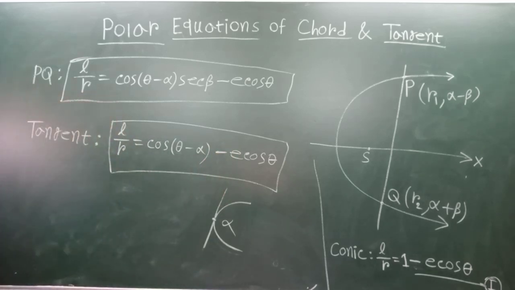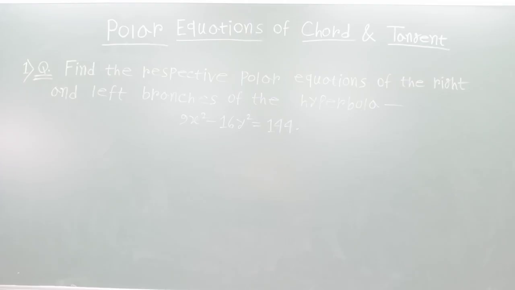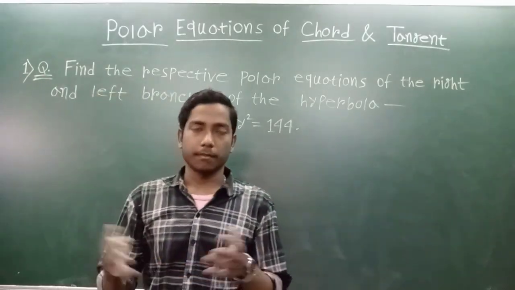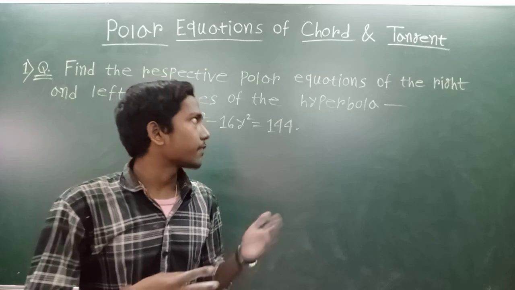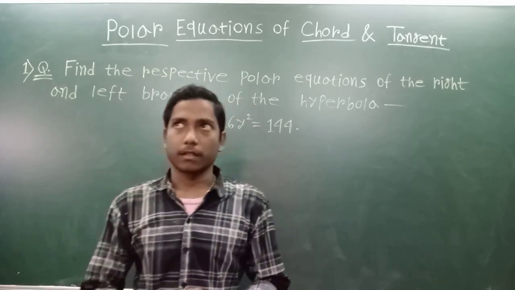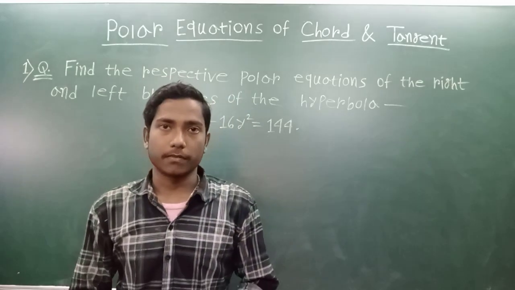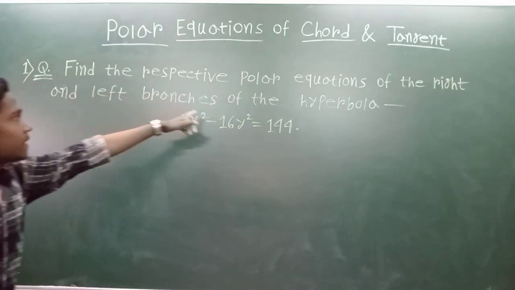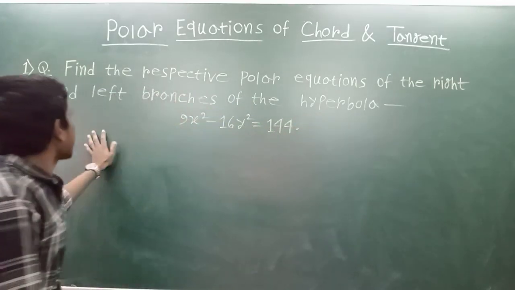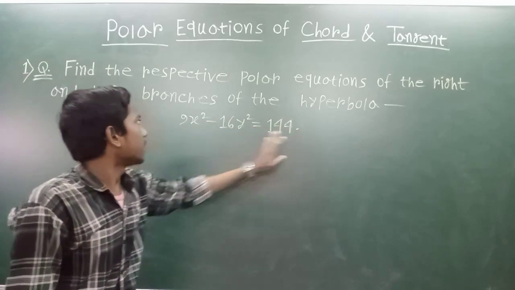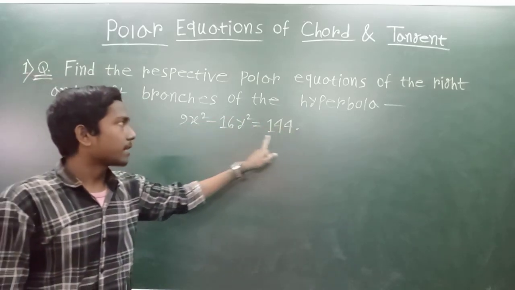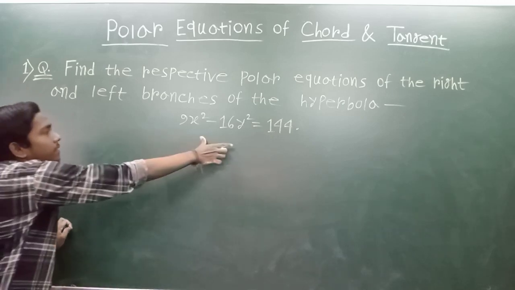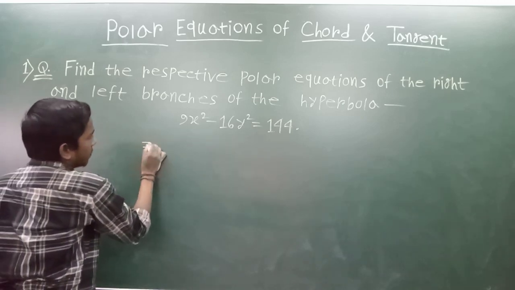First, we note it down and we will screen here. Okay, students, this is the problem which I gave you as a homework question in my previous video, and you will also find its solution in the PDF notes attached in the description box of that video. However, let's solve this problem together. Find the respective polar equations of the right and left branches of the hyperbola 9x square minus 16y square is equal to 144.